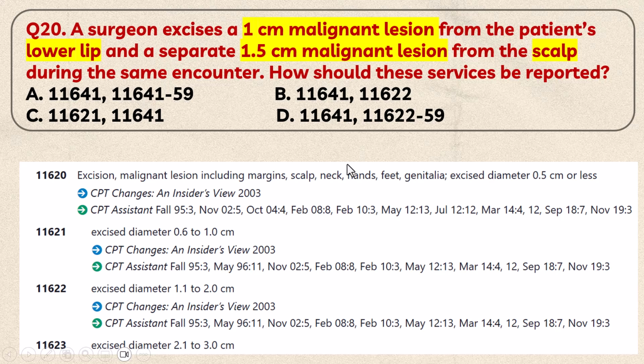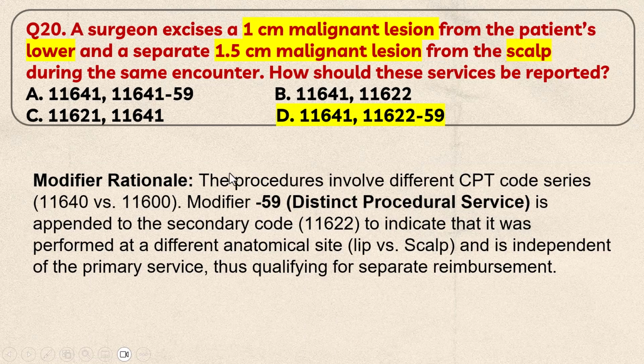But here you have to add the modifier 59, because these procedures involve different CPT code series. The modifier 59, that is for distinct procedural service, is appended to indicate it was performed at a different anatomical site, that is lips versus scalp, and is independent of the primary service, thus qualifying for separate reimbursement.